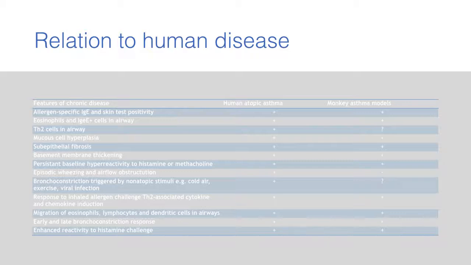Physiologically and immunologically, both humans and primates respond to allergen challenge in similar ways. When cohorts of sensitized primates have been repeatedly challenged with allergens, they have shown a variety of characteristics which can also be observed in chronic asthma human sufferers, with only episodic wheezing and airflow obstruction being a feature that cannot be observed in monkey asthma models but can be observed in human atopic asthma.